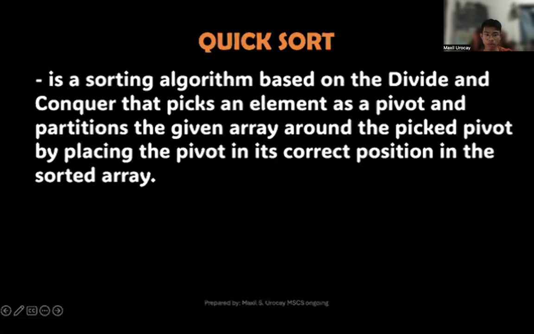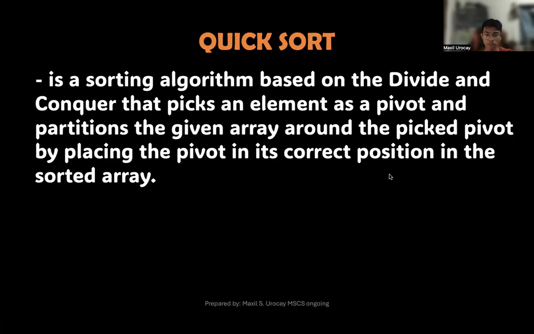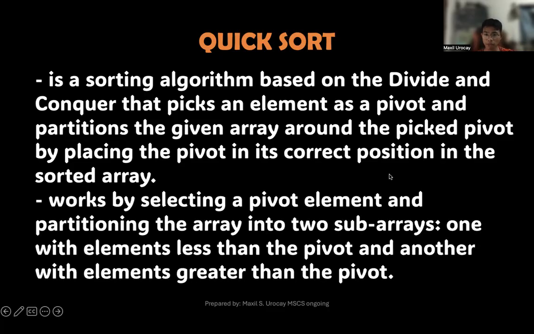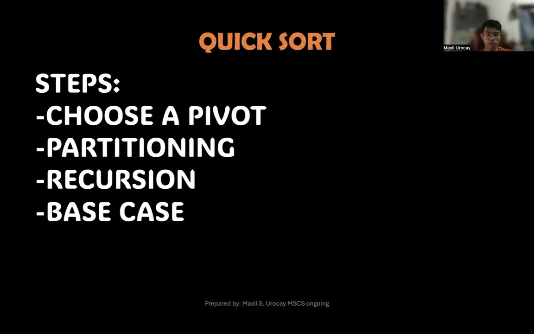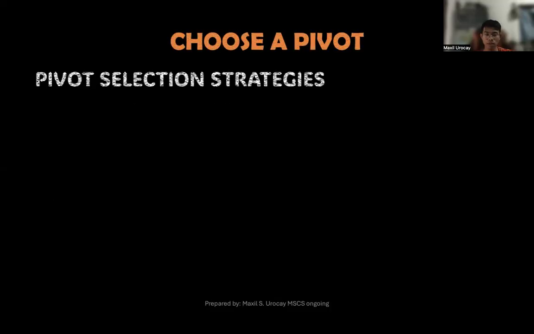in the sorted array. So meaning we will begin to sort everything, but there will be a specific partition that we'll base on. It works by selecting a pivot element and partitioning the array into two subarrays. It could be the right and left subarrays, with elements less than the pivot and another with elements greater than the pivot itself. Now, in this one, there will be steps. You have to choose a pivot, partitioning, then recursion, and base case. You will be dealing with a recursive algorithm as well.